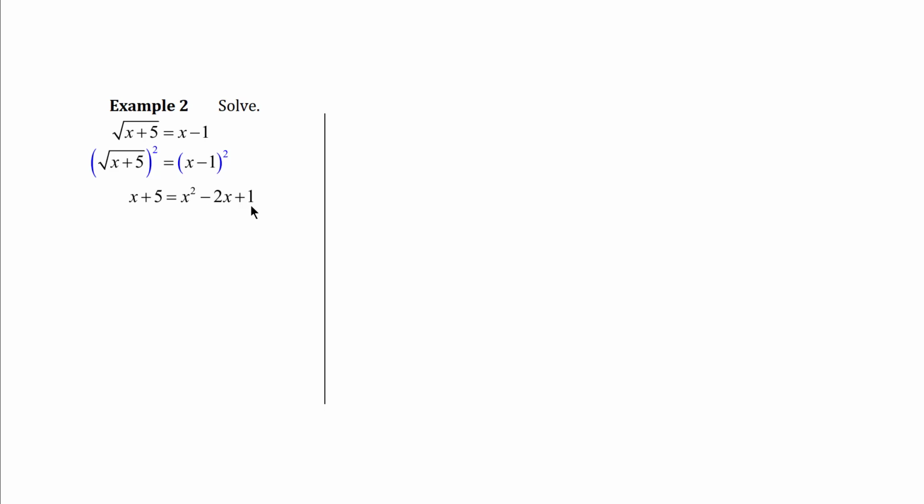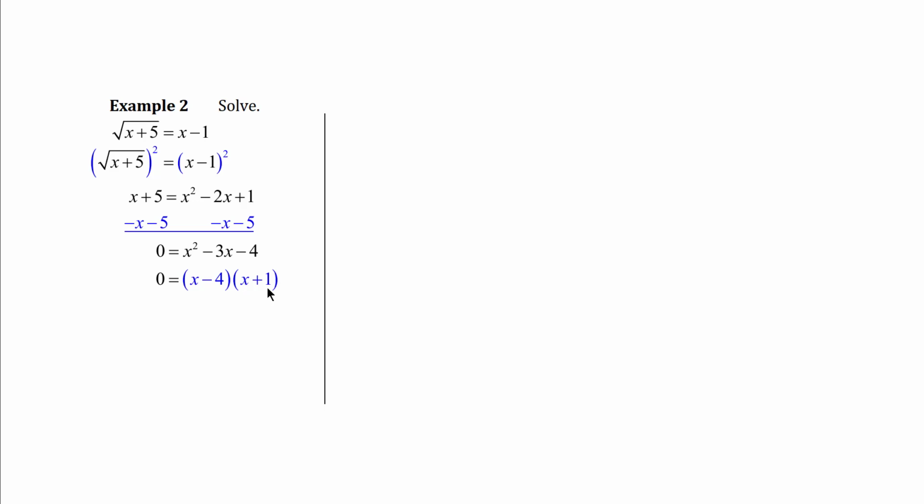Next, we need to set one side of the equation equal to 0, so I'm going to subtract x from both sides and subtract 5 from both sides of the equation. The result is 0 equals x squared minus 3x minus 4. Next, we factor the trinomial x squared minus 3x minus 4. The result is 0 equals parentheses x minus 4 times parentheses x plus 1.